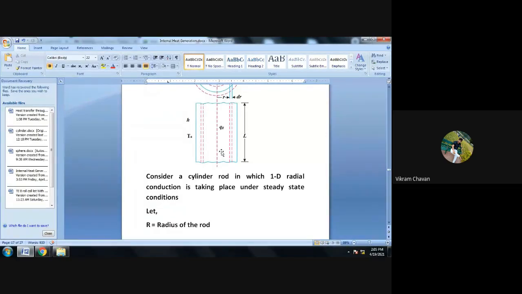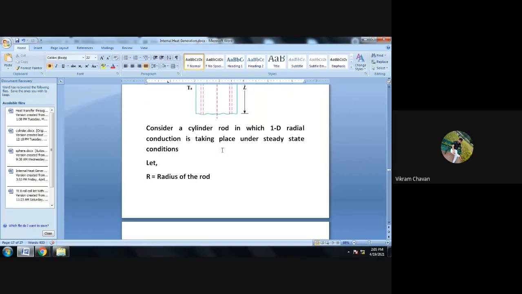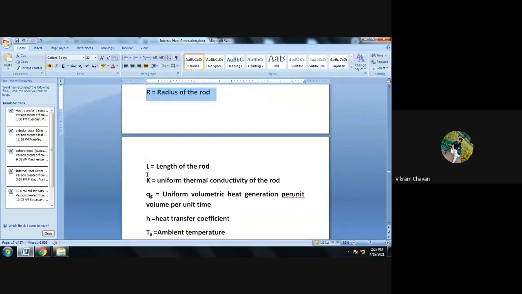Steady state means there is no change in temperature with respect to time. That is nothing but steady state. We have considered r as the radius of the rod, the complete radius as capital R. L is equal to length of rod, and K is the uniform thermal conductivity of rod.